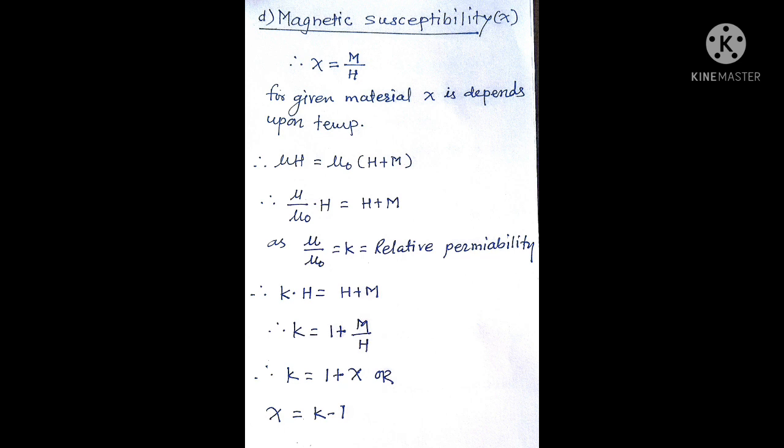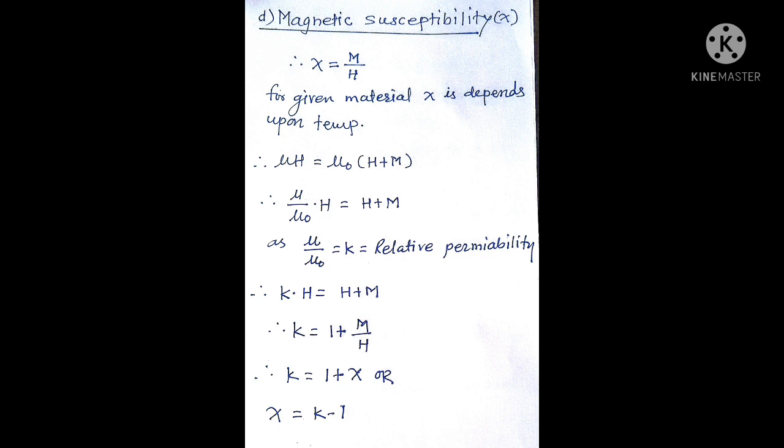So in this way we have studied the magnetic properties of material, that is magnetic induction represented by capital B, magnetic intensity represented by capital H, equivalence between a magnetic shell and current loop, permeability of the material, and now today we learned the magnetic susceptibility.